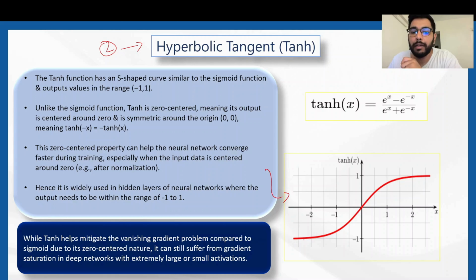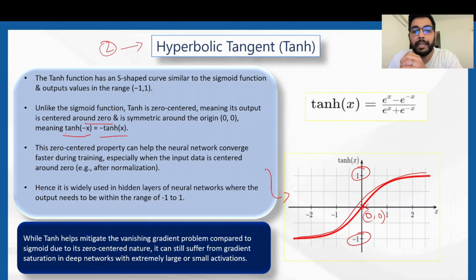As evident from the graph, this activation function is again an S-shaped curve similar to the sigmoid activation function, but the output in tanh ranges from a minimum of -1 to a maximum of 1, which was not the case for sigmoid, where the output ranged from 0 to 1. Hence, tanh is zero centered, meaning that its output is centered around 0. It's symmetric around the origin, meaning that tanh of minus x is equal to minus of tanh of x.